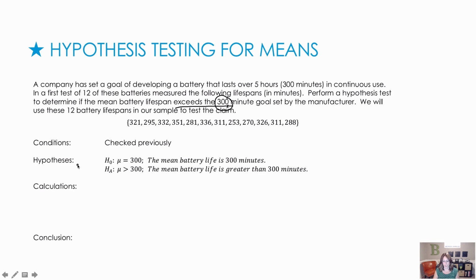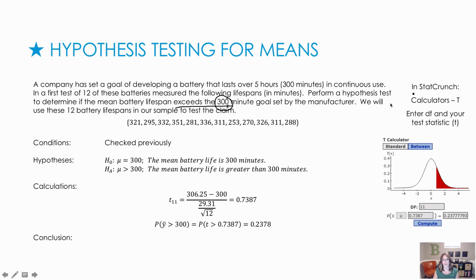Now for my calculations, again, I'm going to show you in StatCrunch; the actual test statistic I'm going to find by hand. So I'm using either my calculator or StatCrunch to find the mean of 306.25, the standard deviation of 29.31, and then I'm just finding my t score. And of course that is my test statistic of 0.7387.